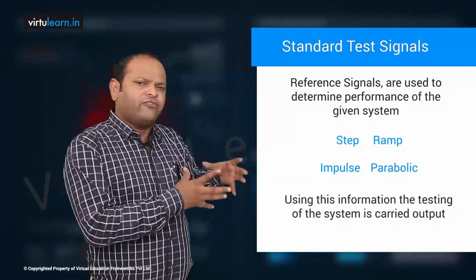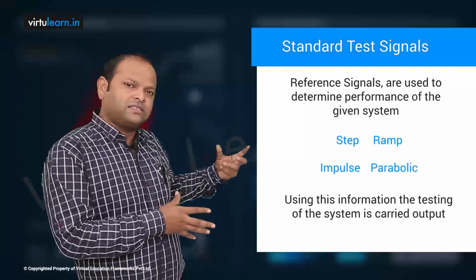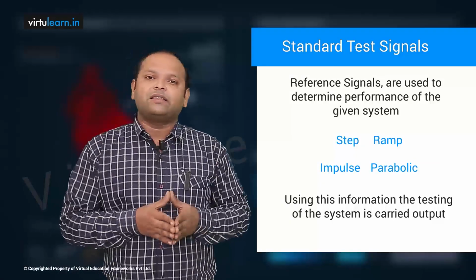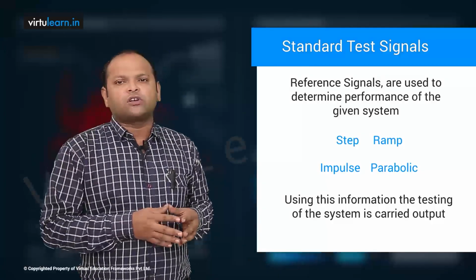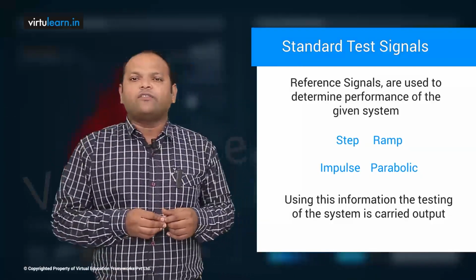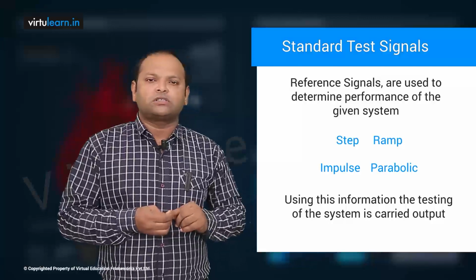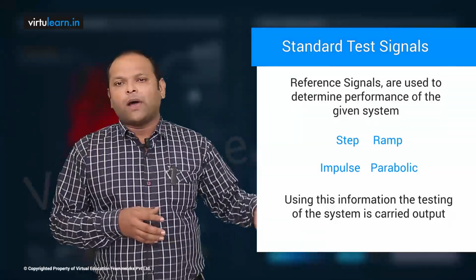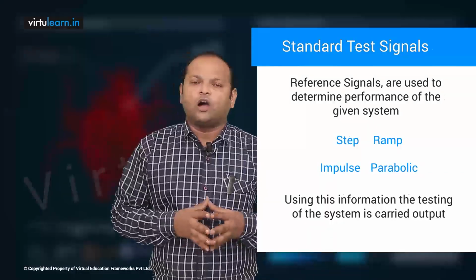So using the information from these test signal responses, we will design the control systems. In almost all the designs, we have the responses. Those responses are either a step response or impulse response or parabolic response and so on. We will start with the first signal, that is the impulse signal.